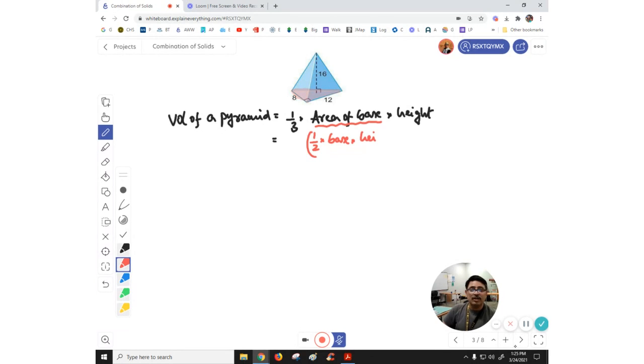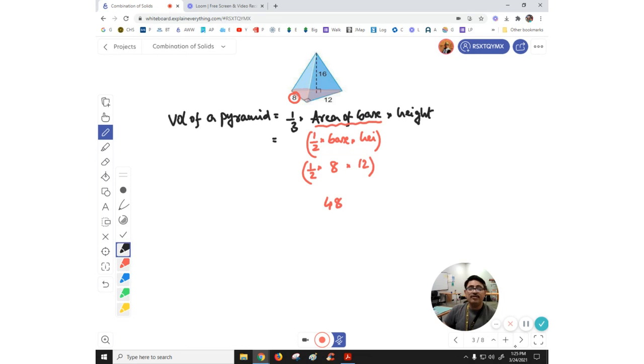So let me do this piece of what is base means. You can take 12 or you can take 8, either. It makes no difference. So which one means I'm taking 8 as base? Then obviously the other one is going to be the height. In case if you take 12 as the base, then 8 will become the height. Doesn't matter. So here, half times 8 times 12. Half of 8 gives me 4. 4 times 12, that is 48.